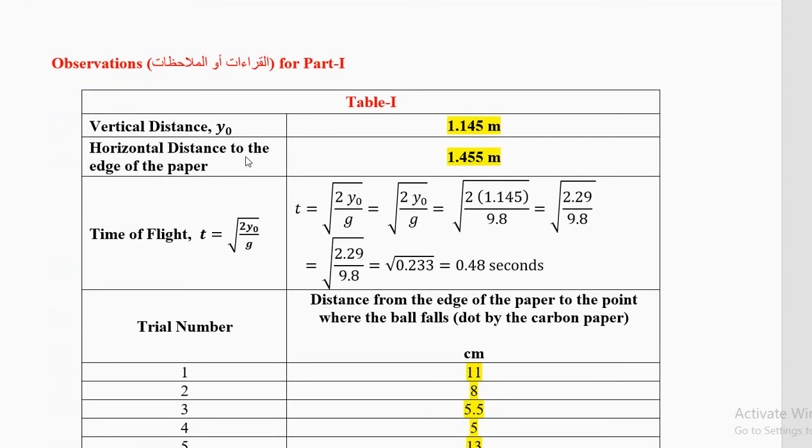Now, what are your observations in part 1? The vertical distance. This is the height of the table and a little bit more from the launcher to the ground. So in part 1, you measure y0, which is given in yellow in color. This is your data. Then the horizontal distance from the edge of the paper to the bottom of the table. Vertically down of the table, you'll get some distance like 1.4 meters. This will be like 1.1 meters. Okay, you measure this height very carefully and measure this distance very carefully.